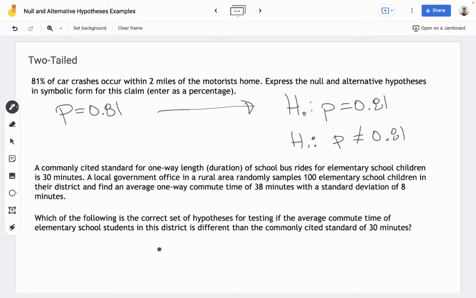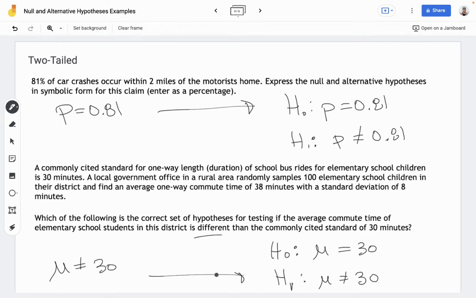Down here, we say we have an average duration here of 30 minutes. They take a sample, and then we have testing the average commute time of the elementary school is different than the commonly cited average. So here what we're actually looking at for our claim is not about P, but about mu, and mu is not equal to 30. So that one has a not equal sign. We cannot use that for the null hypothesis. We'll have to use that for the alternative. That's a two-tailed test because it has two directions where we could be, and then we change that to an equal sign for the null hypothesis.